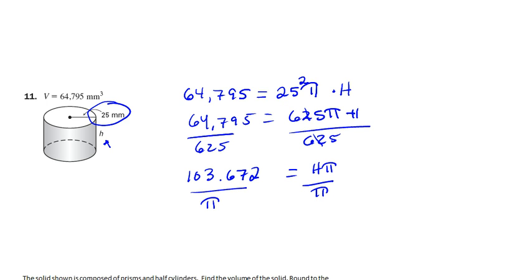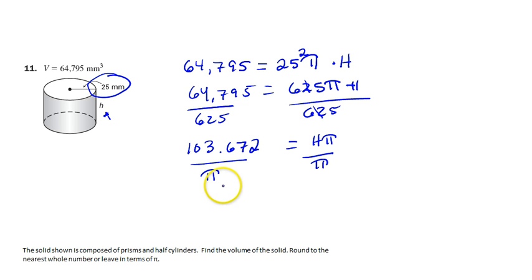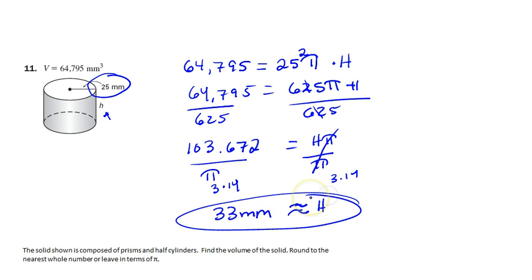But we're going to approximate it. So we're going to substitute pi with 3.14. So pi cancels out, we're left with height over here, and we get approximately, this is an approximation, 33 millimeters. That's rounded to the nearest whole number. That's our approximation.